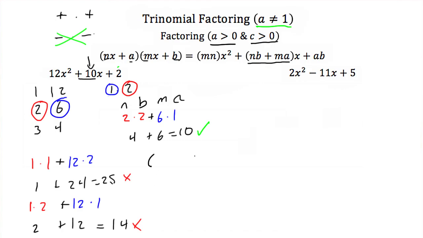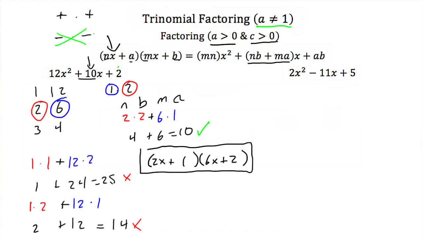So if we plug that back into this form, we would have 2x plus 1 and 6x plus 2. So this is the factored form of 12x squared plus 10x plus 2. Now here we can try this again.